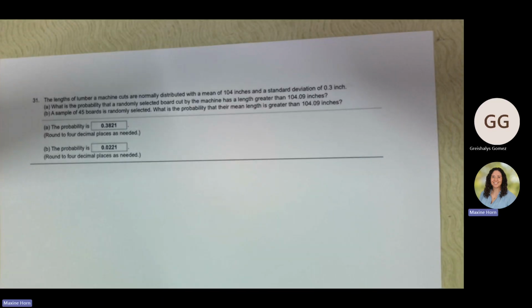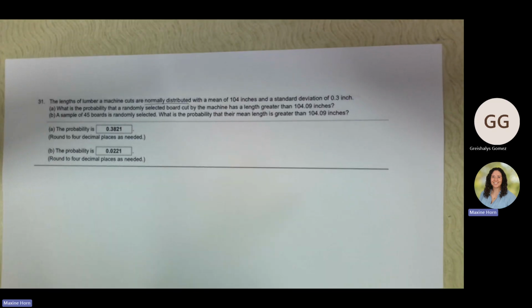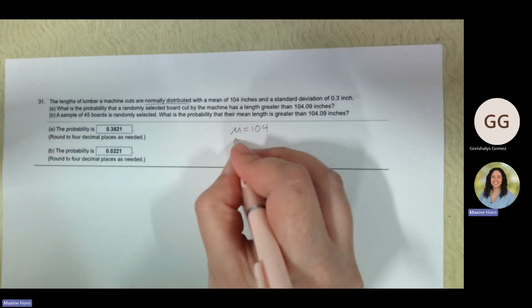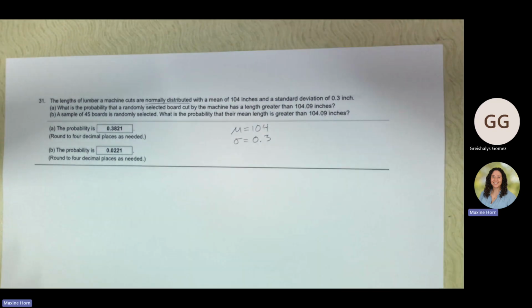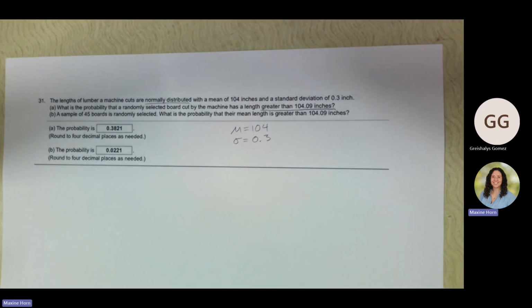Okay. All right, so we are in the final stretch here, okay? Just a couple more problems. So the lengths of a lumber machine cuts are normally distributed with a mean. So first of all, that's good to know. They're normally distributed, okay? They have a mean of 104 inches. They have a standard deviation of 0.3 inches. What's the probability that a randomly selected board cut by the machine has a length greater than 104.09?